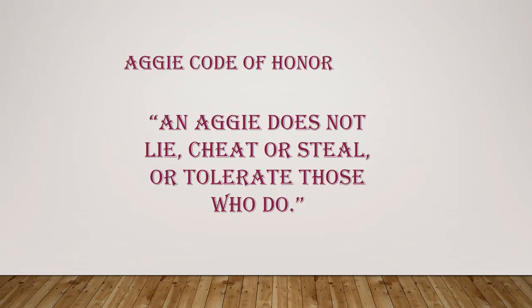If you think about the Aggie Code of Honor, that's nothing more than a code of ethics. It says an Aggie does not lie, cheat, or steal, or tolerate those who do. If you look at this code, you can see several virtues that it's based on. An Aggie does not lie, cheat, or steal could be based on the virtues of honesty, integrity, and truthfulness.